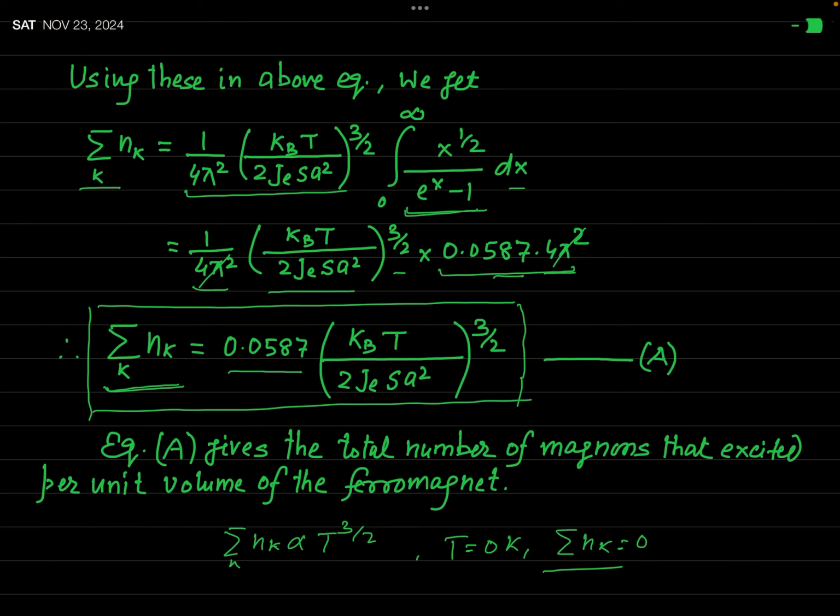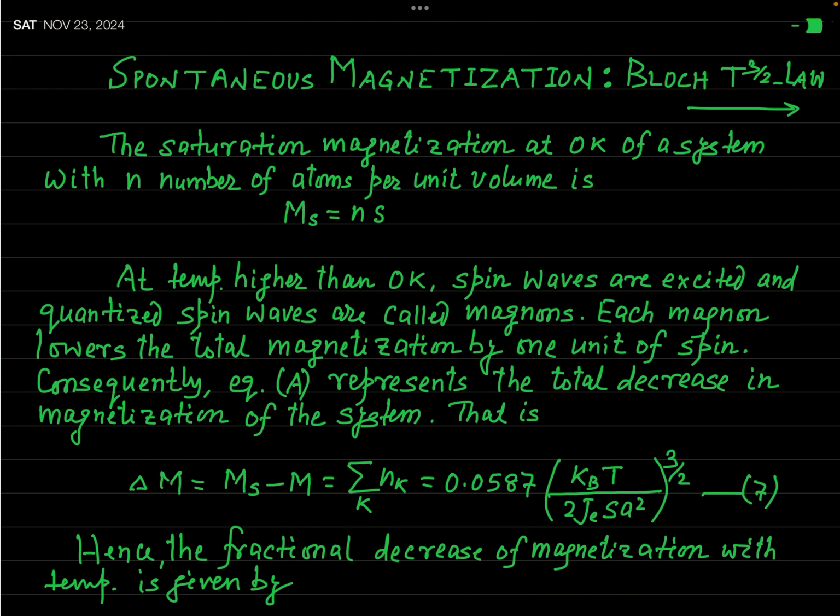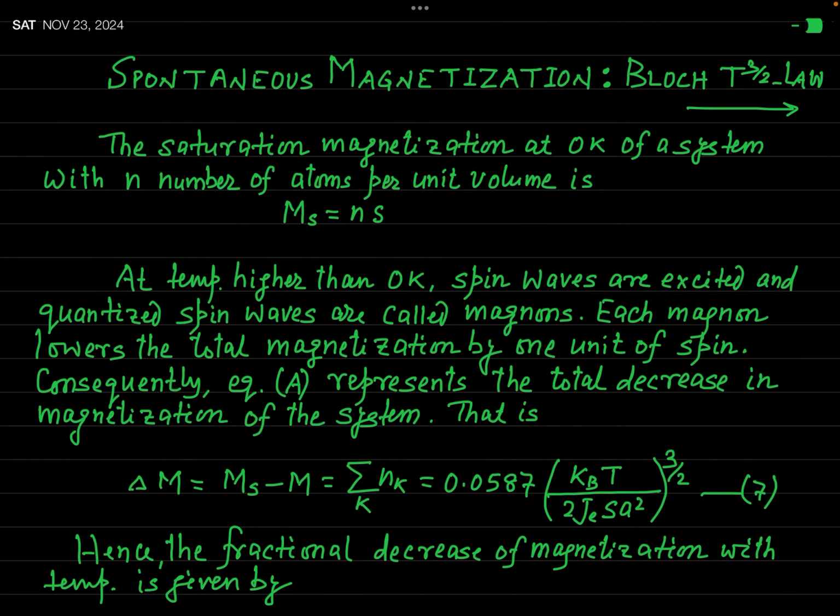Now, after getting this value of the number of magnons at temperature T in the excited state per unit volume of the material, we will see a very important concept: spontaneous magnetization at temperature T. In this discussion we will see a very important law called the Bloch T to the power 3/2 law. So now let us see. This is the concept of spontaneous magnetization, or you can say the Bloch T to the power 3/2 law.